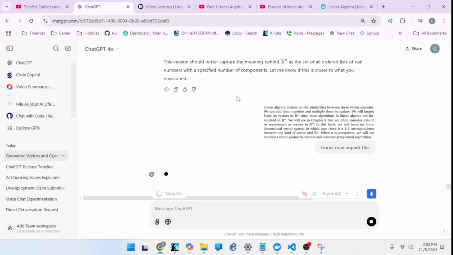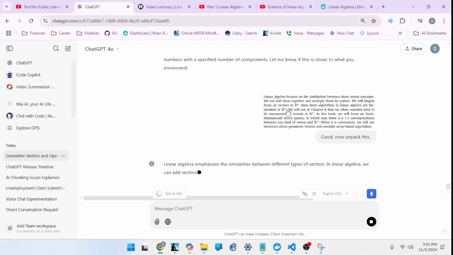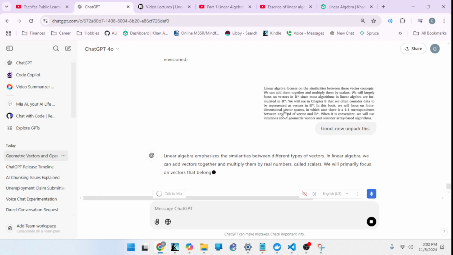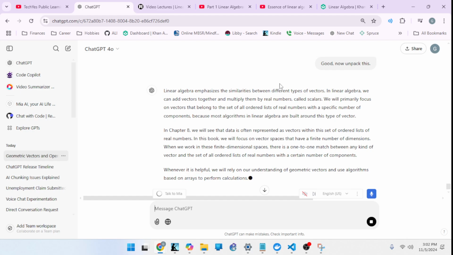All right, so rereading that with the symbols unpacked, we get: linear algebra emphasizes the similarities between different types of vectors. In linear algebra, we can add vectors together and multiply them by real numbers called scalars. We will primarily focus on vectors that belong to the set of all ordered lists of real numbers with a specific number of components. That's beautiful. Because most algorithms in linear algebra are built around this type of vector.